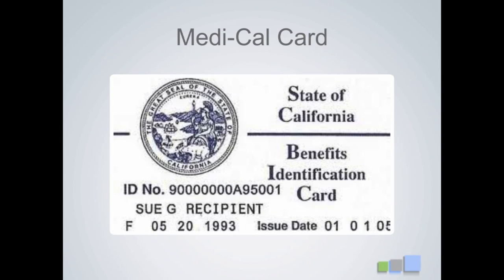Here's an example of a Medi-Cal card. It's sometimes called a BIC card, meaning Benefits Identification Card. It lists the patient's unique Medi-Cal ID number, name, sex, date of birth, and issue date. With the exception of infants 30 days old and younger, each participant should have their own card. Per Medi-Cal guidelines, it's a good policy to request the card and verify the person's ID.